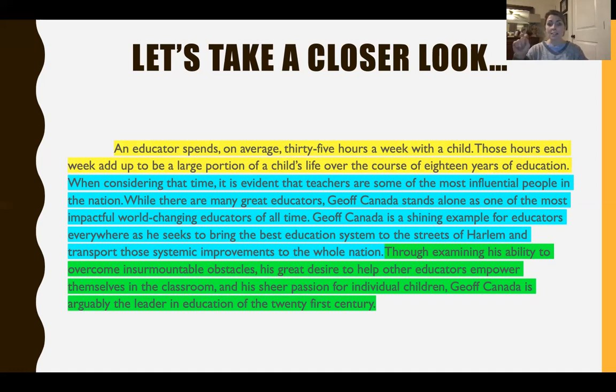Through examining his ability to overcome insurmountable obstacles, his great desire to help other educators empower themselves in the classroom, and his sheer passion for individual children, Geoff Canada is arguably the leader in education of the 21st century. What you can see there is I have a clear argument, a clear message that I'm trying to deliver, but even a step further, I've even given you a roadmap into what I'm going to be breaking down in this essay.